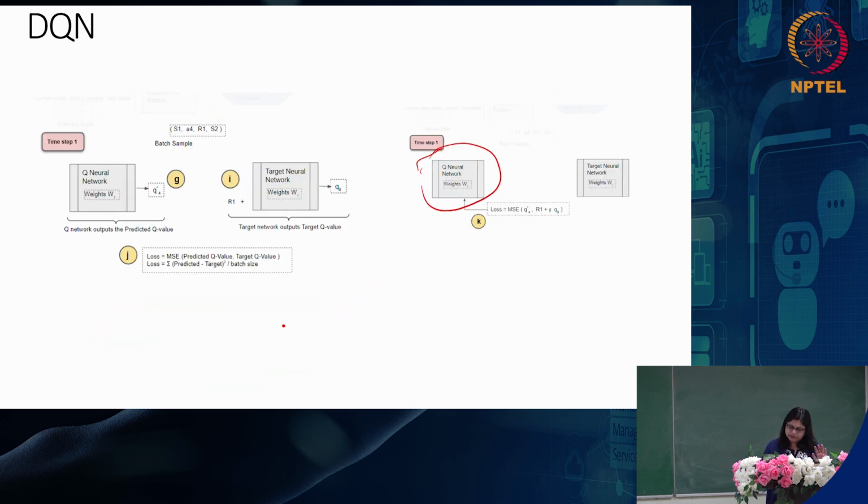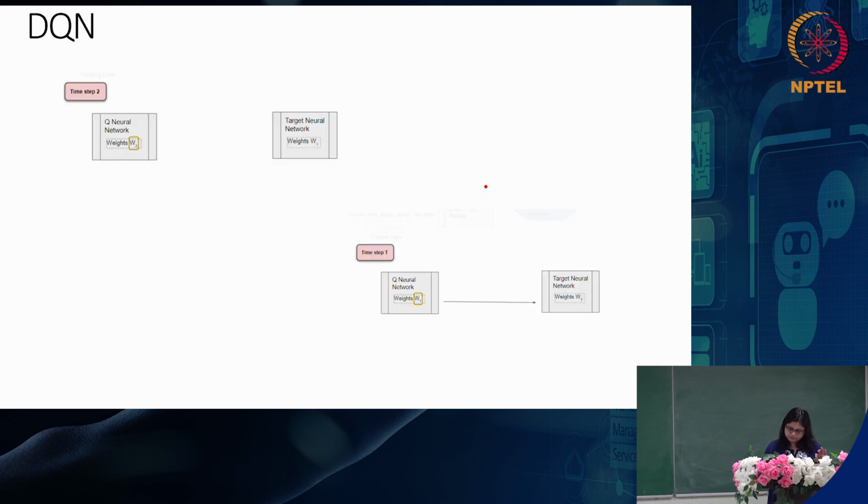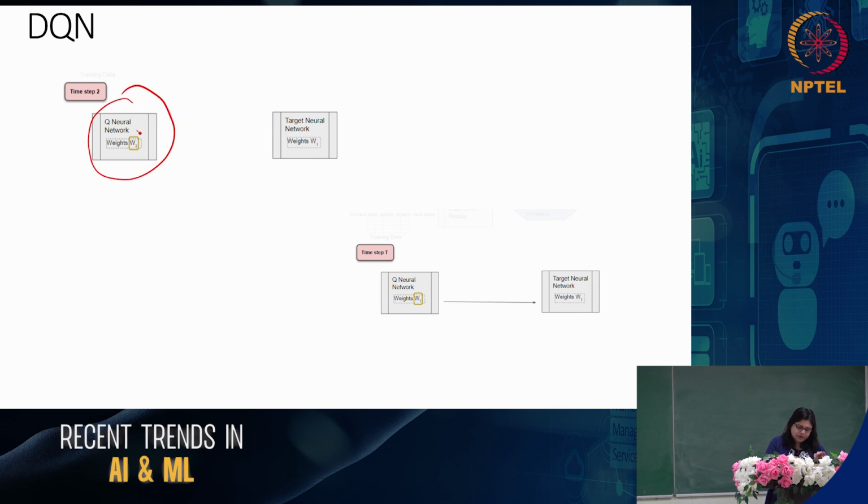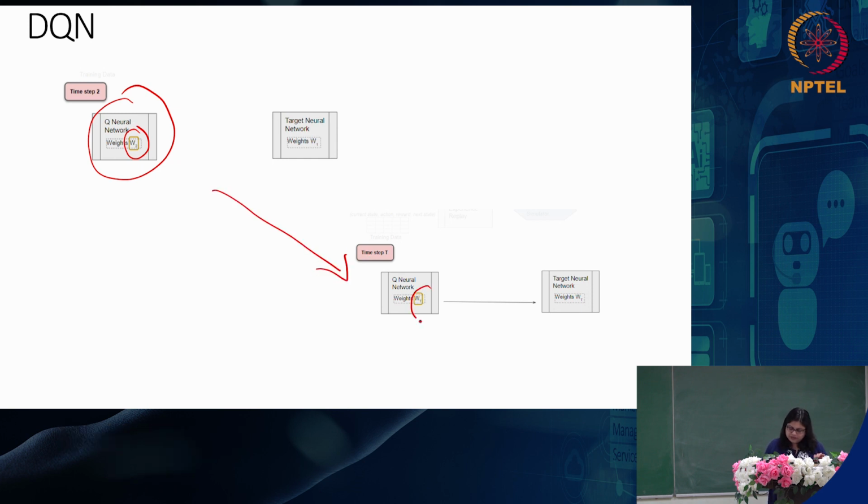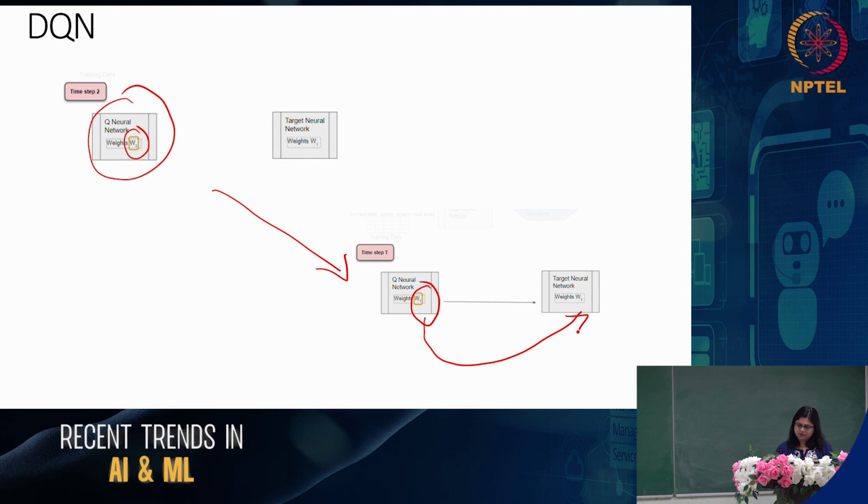Now we are updating this Q network. We have updated the Q network, so here it has the updated weight, W2. After time step T, it has WT. After some time steps, you have to copy this weight to the target neural network as well. You have to copy WT after some time steps. You have to copy the Q network weights to the target neural network.